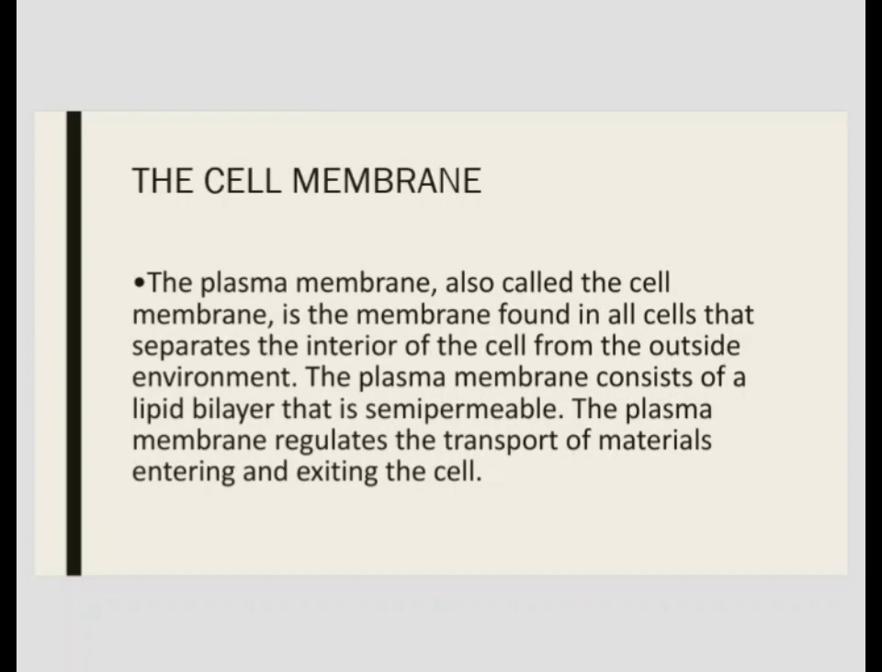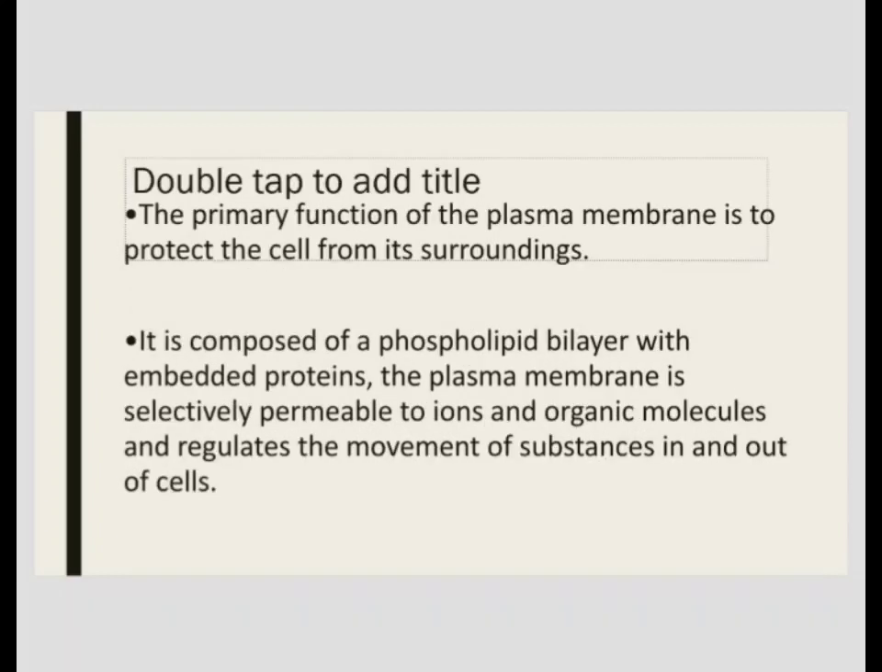The plasma membrane, also called the cell membrane, is the membrane found in all cells that separates the interior of the cells from the outside environment. The plasma membrane consists of a lipid bilayer that is semi-permeable. The plasma membrane regulates the transport of materials entering and exiting the cell. The primary function of the plasma membrane is to protect the cell from its surroundings.